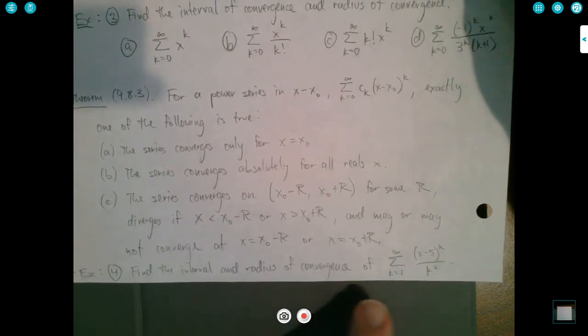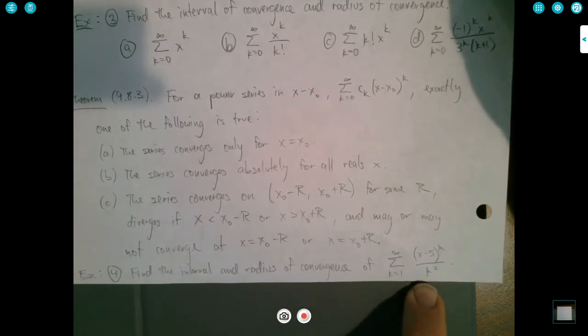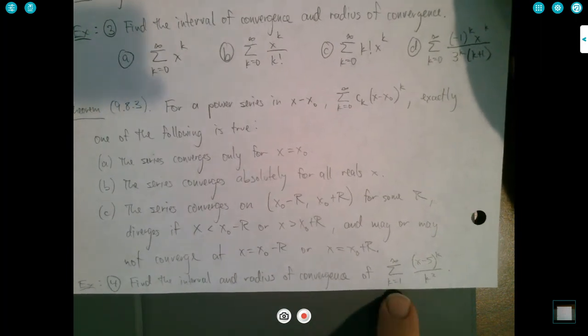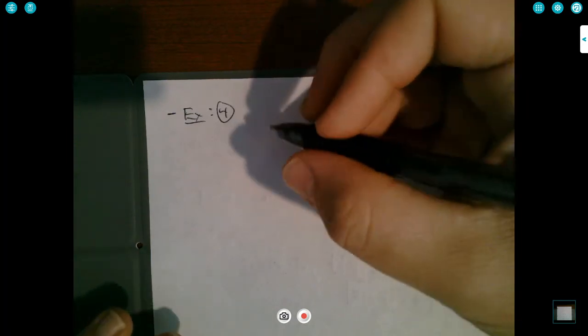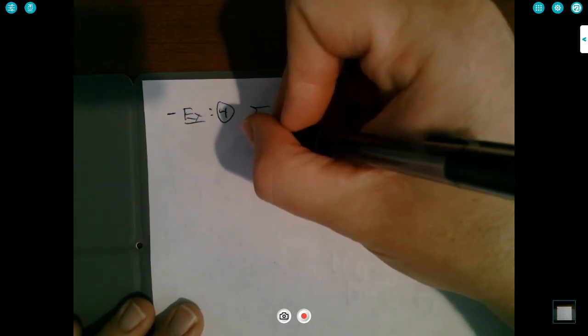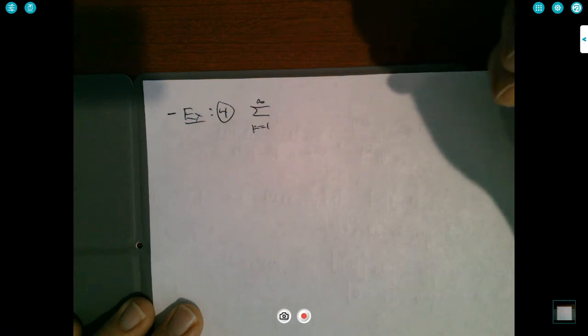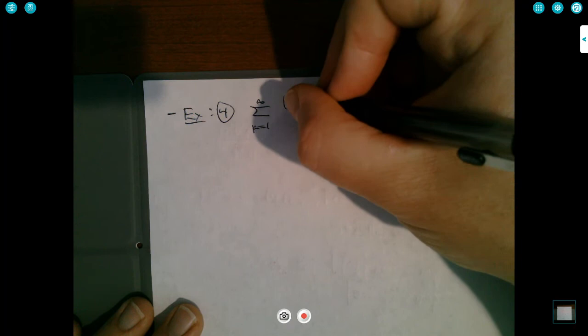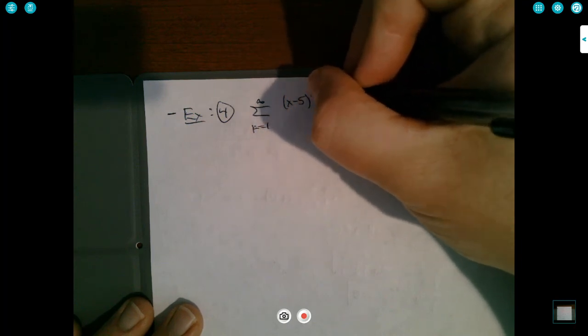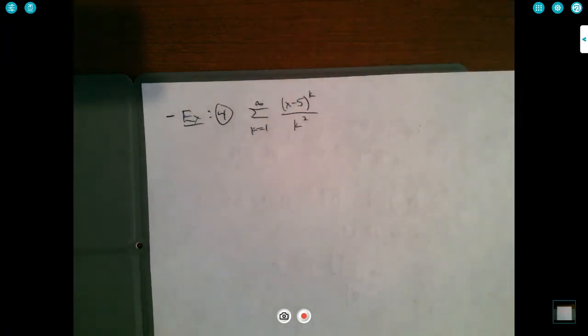So let's find the interval and radius of convergence of this guy, x minus 5 to the k over k squared. Oh, we're starting at 1. I don't know why we're starting at 1 instead of 0, but let's do it. So we've got the sum from k equals 1 to infinity of x minus 5 to the k over k squared.